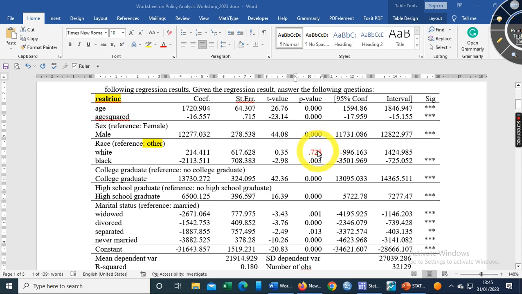But when you compare black with other, income earned by black is lower by $2,113.5 on average.